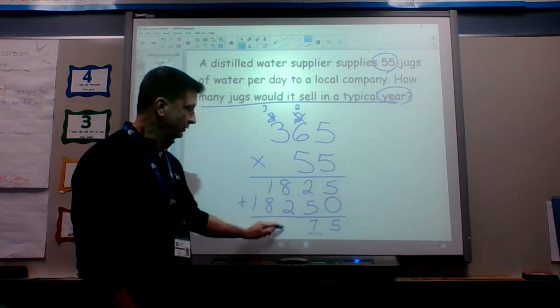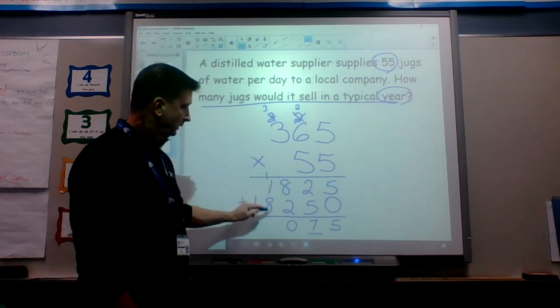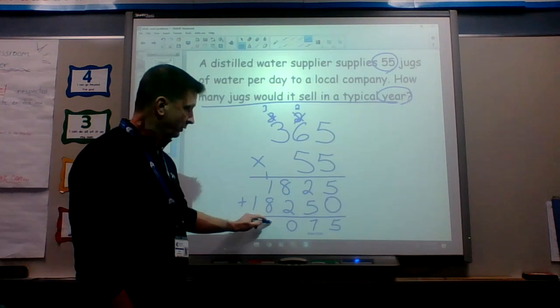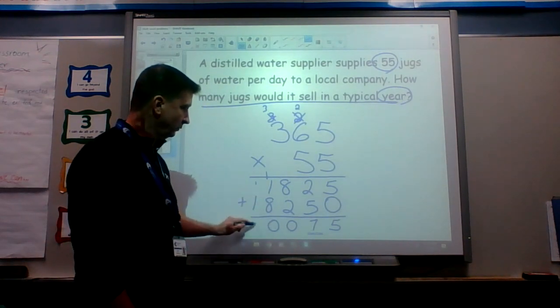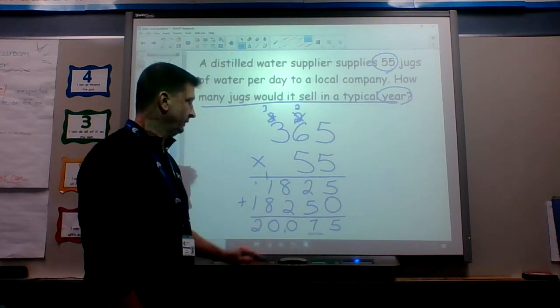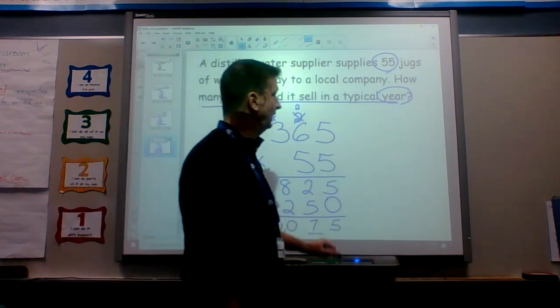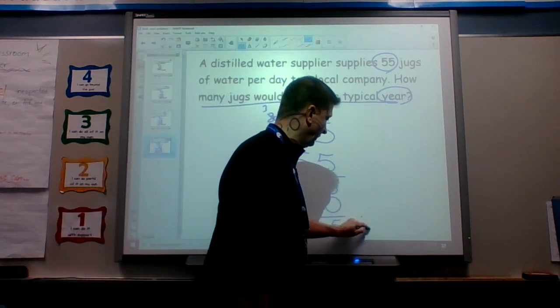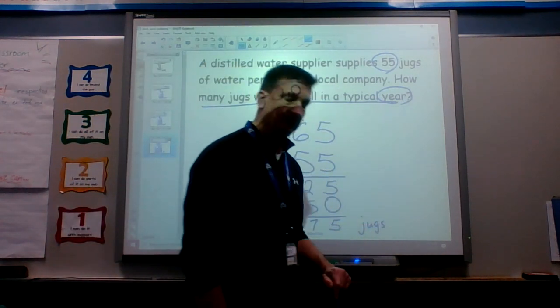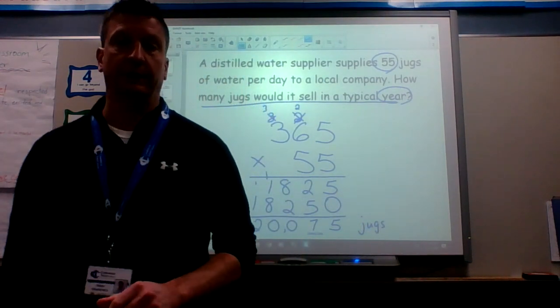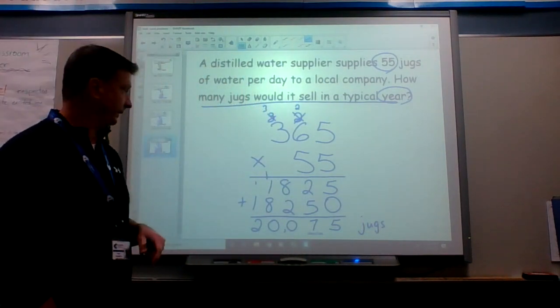We have 8 plus 2 is 10. We have 8 plus 1 is 9, and 1 more makes 10. And we have 2. So 20,075 jugs or gallons of distilled water per year that they're selling to that local company.